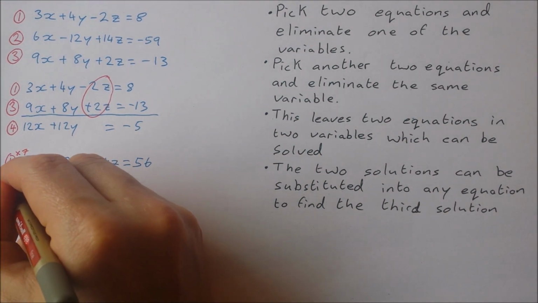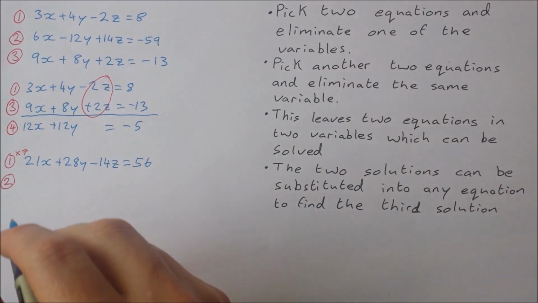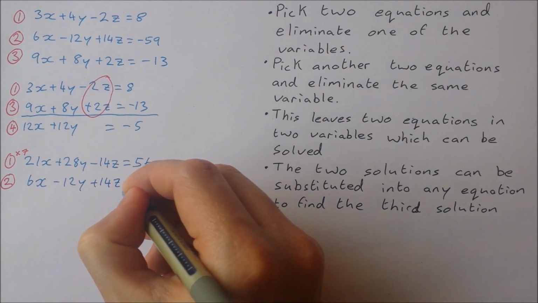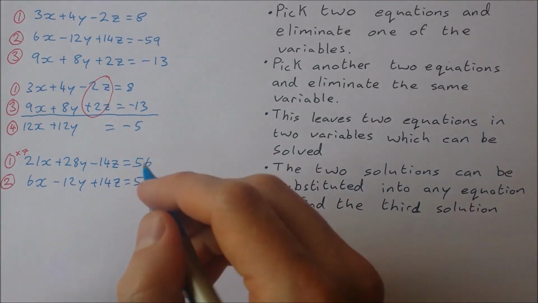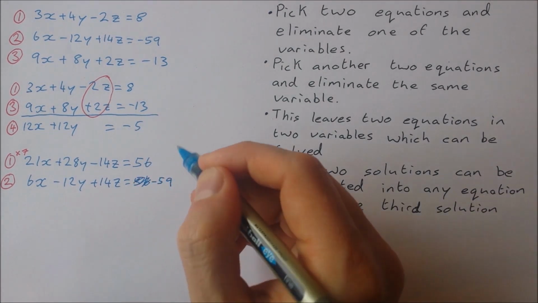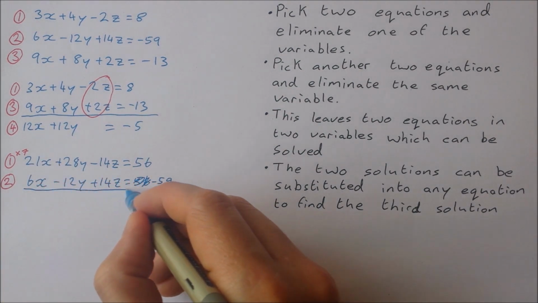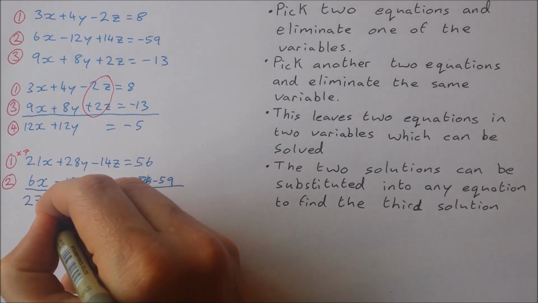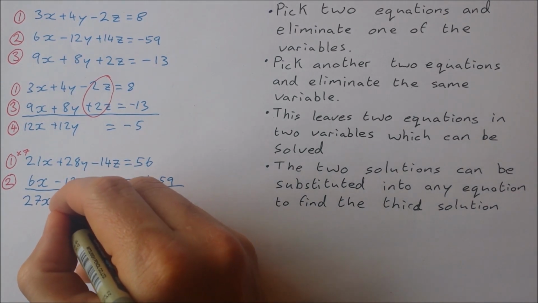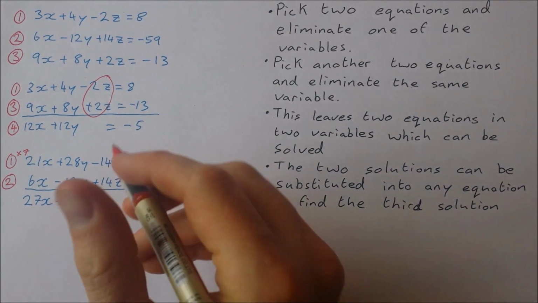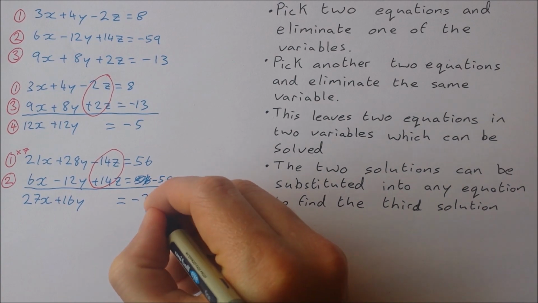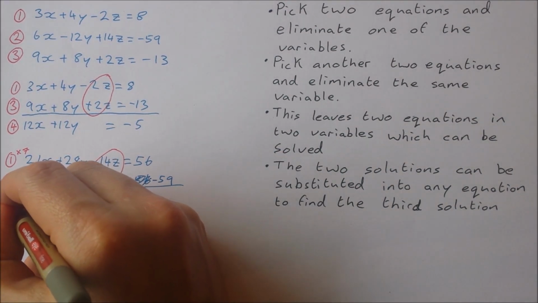Now I'll take equation 2, and I don't need to do anything to equation 2 because I have plus 14z in there. So 6x minus 12y plus 14z is equal to, sorry, not 56, it's equal to minus 59. I'm going to add these two together now. 21x plus 6x is 27x. 28y minus 12y is plus 16y. The minus 14z and the 14z again add to 0. And then 56 minus 59 is going to be minus 3. And I'm going to label this equation as equation 5.